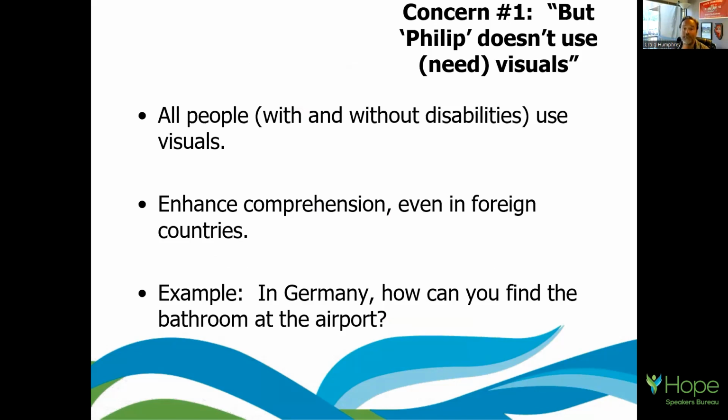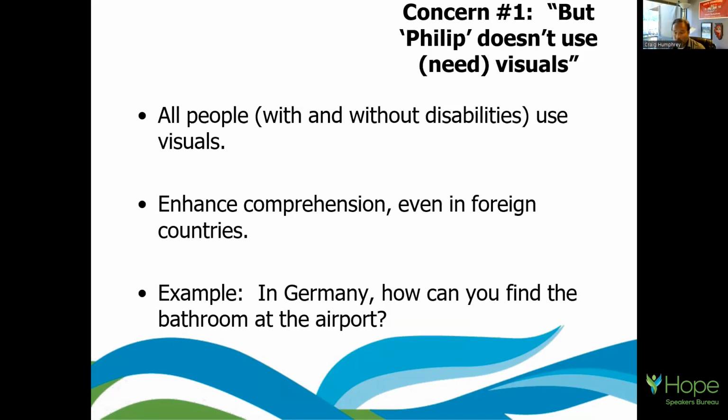Concern number one, and if I had $1 for every time I heard this, I wouldn't have to work for a while: Phil doesn't need visuals. All people with and without disabilities can use visuals. I know I use visuals. They enhance comprehension. You look at your iPhone. What is on the main screen? Those little apps. Those are all visual apps. They're very pleasing to look at. That's why iPhones and smartphones are so popular. They're fun to look at.